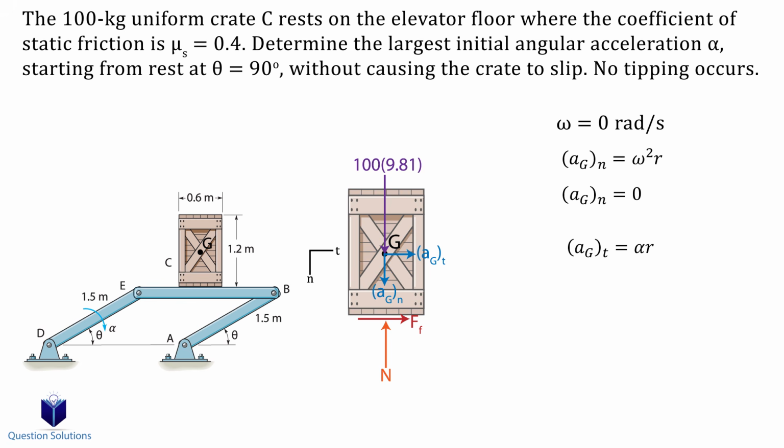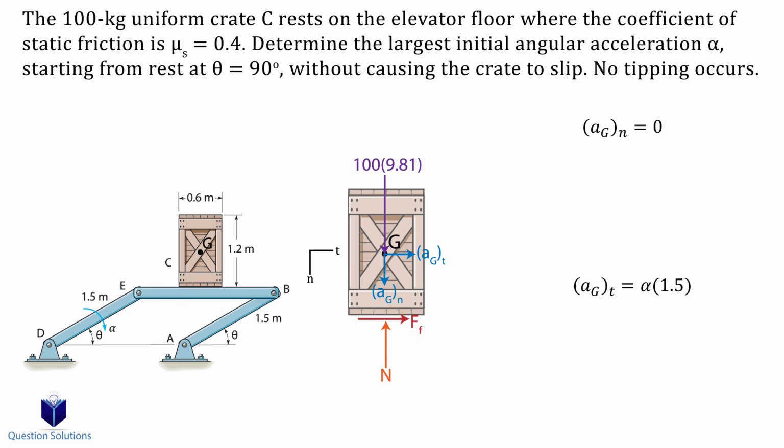We don't know the angular acceleration since that's what we're trying to find, but we do know the distance from D to E, which is 1.5 meters. So we can write the tangential acceleration like this. If this is unfamiliar to you, please check the description for rigid bodies and rotation about a fixed axis.